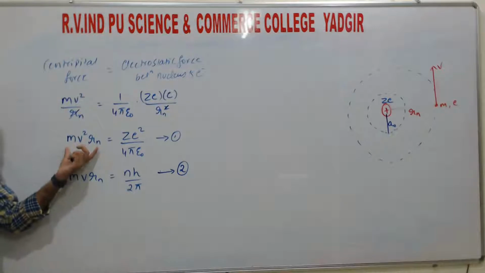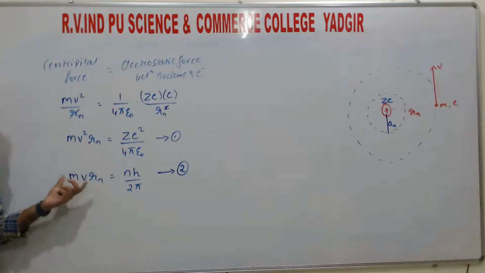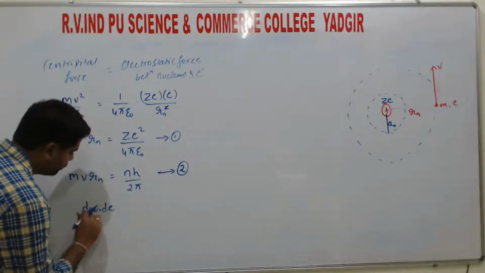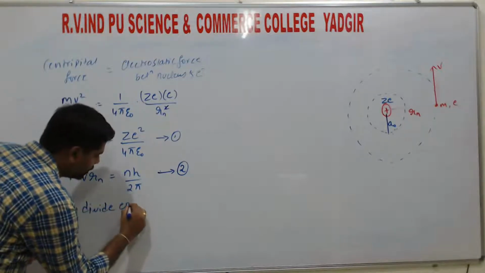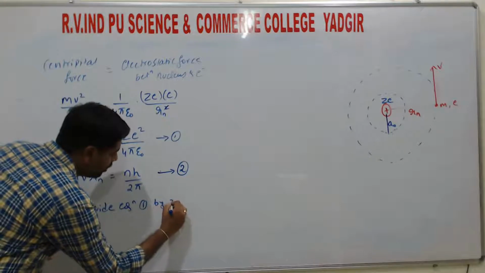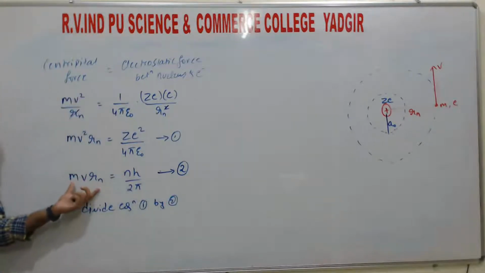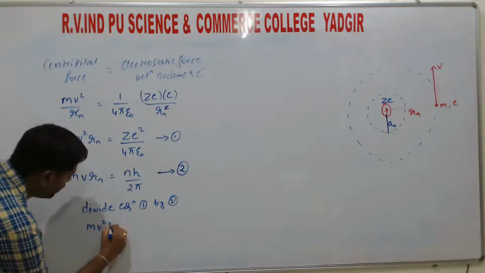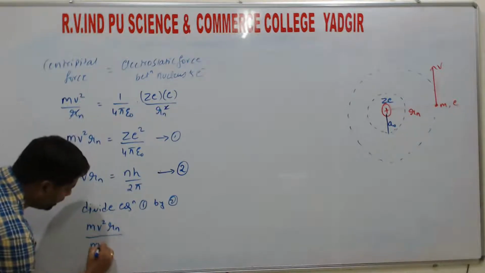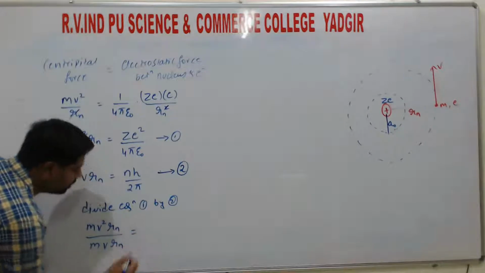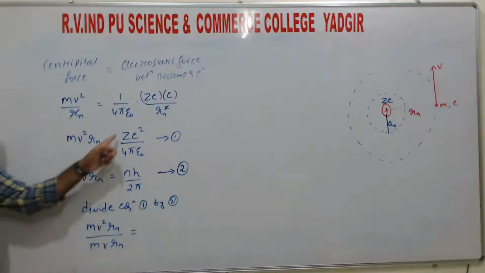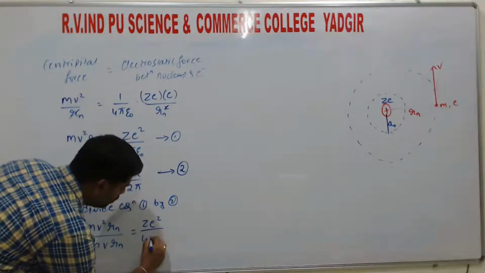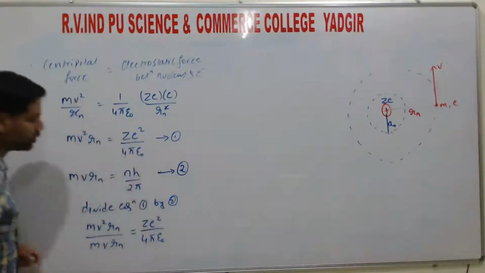So if we divide equation 1 by equation 2, here we have the LHS terms mv square Rn divided by mv Rn, that is equal to the RHS terms Ze square divided by 4 pi epsilon naught.